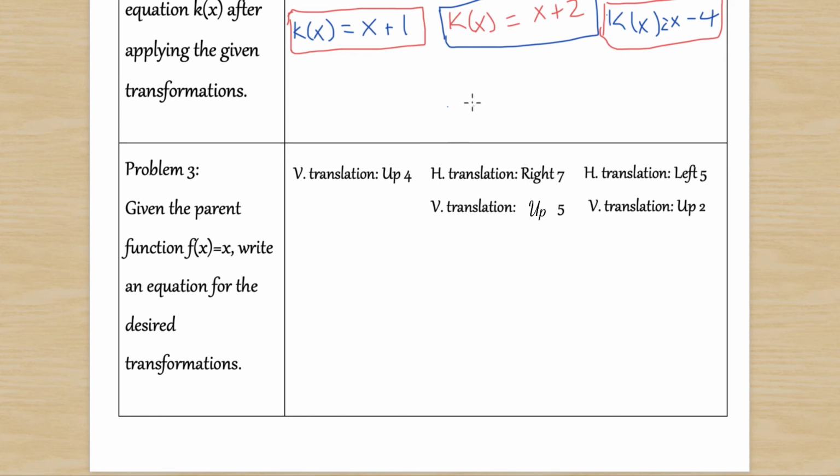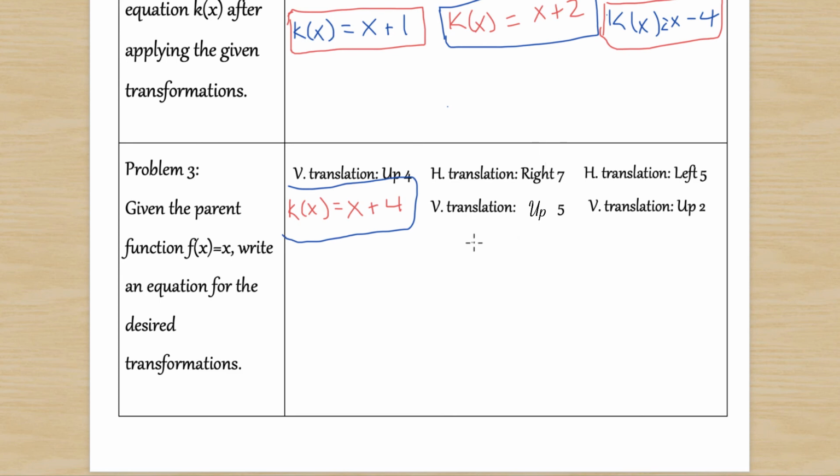up 4 units. So remember, our transformed equation is going to be k of x is equal to x, and then since we want to translate it up 4, we're just going to add 4 to the end of it. And so k of x is equal to x plus 4 would be the transformed function. And yeah, that's it for this one.